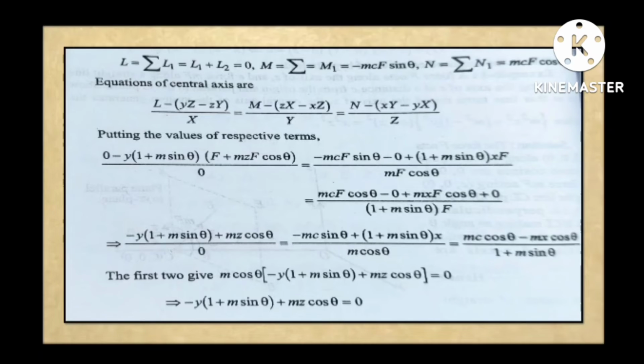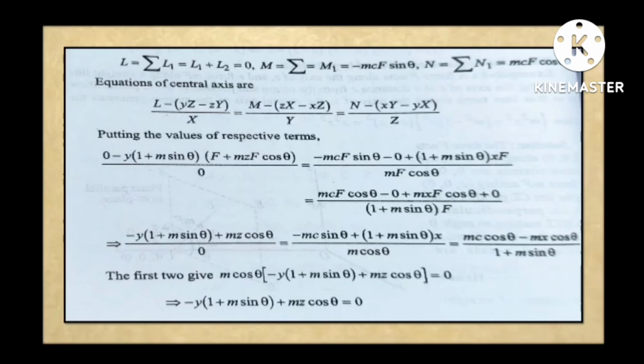Now the equations of central axis are (L minus small y capital Z minus small z capital Y) whole upon capital X, equal to (M minus small z capital X minus small x capital Z) whole upon capital Y, which is then equal to (N minus small x capital Y minus small y capital X) whole upon capital Z. Now putting the values of respective terms, we will get the equation as (minus y into (1 plus m sin theta) plus mz cos theta) whole upon 0, which is equal to (minus mc sin theta plus (1 plus m sin theta) x) whole upon m cos theta, which is then equal to (mc cos theta minus mx cos theta) whole upon (1 plus m sin theta).